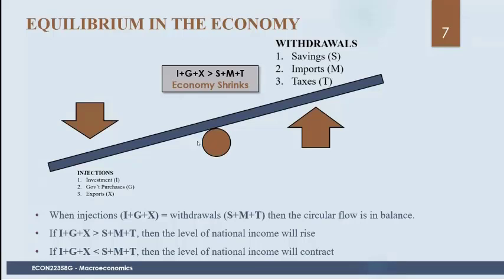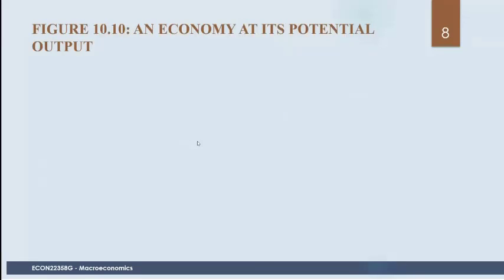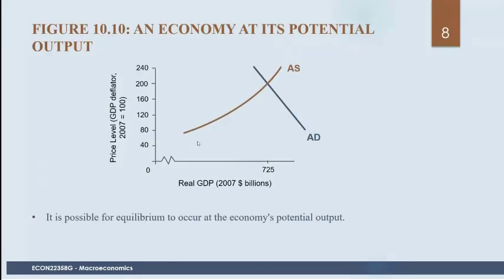So that's the idea behind the equilibrium. Now, it is possible for an equilibrium to occur at the economy's potential output. So again, up to now, this aggregate demand and aggregate supply curve can intersect at any level of real GDP. It doesn't have to happen at potential output. This chapter should maybe have talked a little bit about the Great Depression and some of the motivation behind the model.